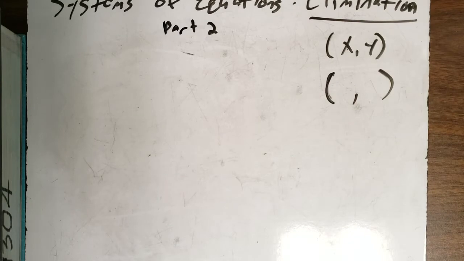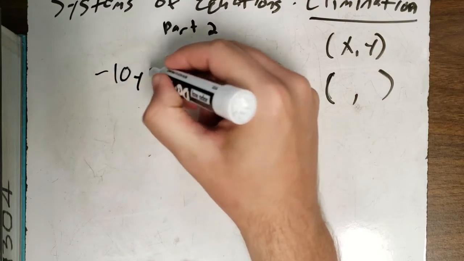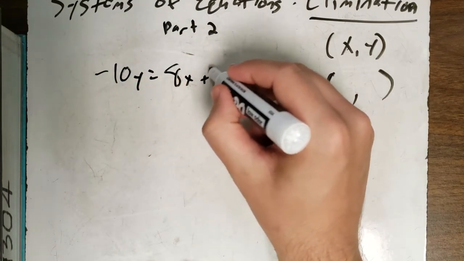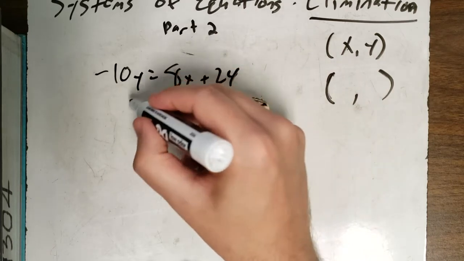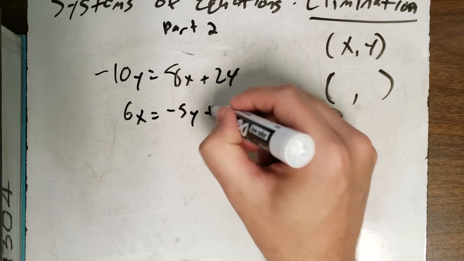Okay, one more. -10y equals 8x plus 24. 6x equals -5y plus 2.